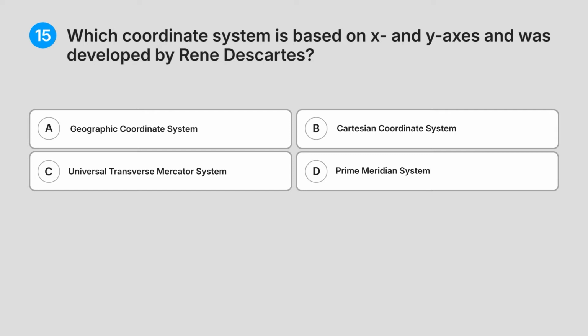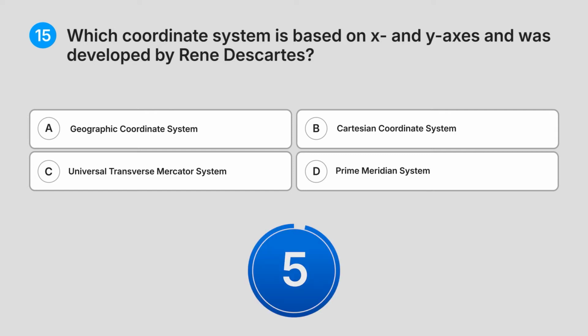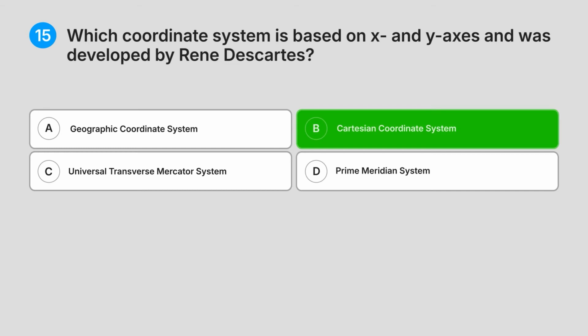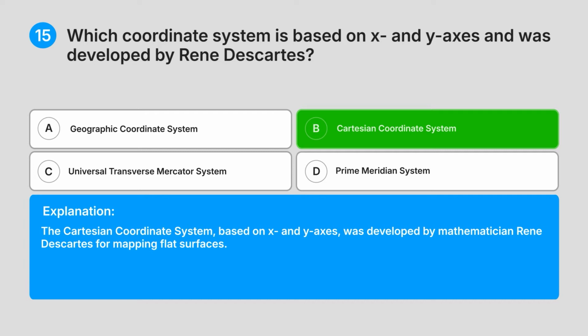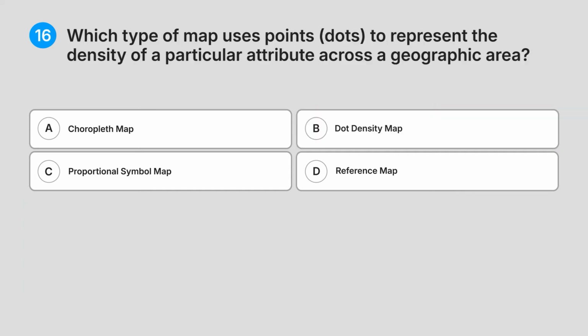C. Universal transverse Mercator system. D. Prime meridian system. Do you know the answer? Correct answer. B. Cartesian coordinate system. Explanation. The Cartesian coordinate system, based on x and y axes, was developed by mathematician René Descartes for mapping flat surfaces.